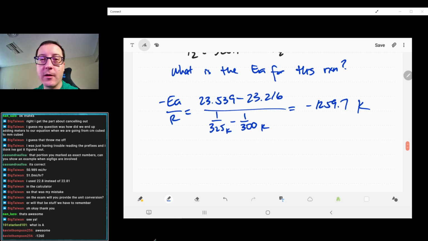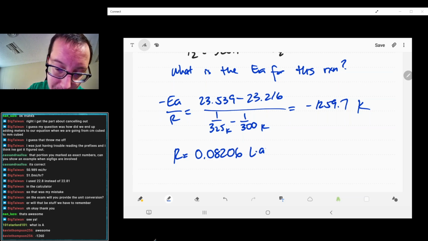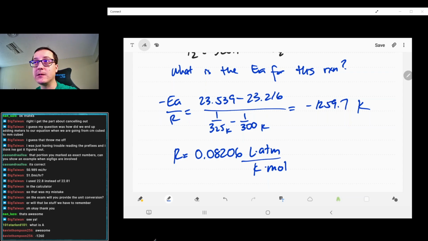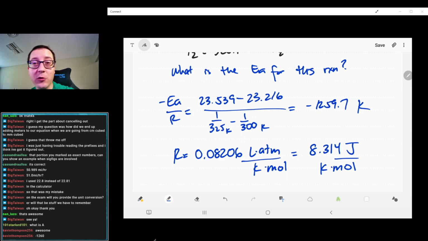If we look at R, we also have the corresponding value in joules. Typically with activation energy, we're going to want to deal with joules rather than liters times atmospheres. We don't really need to worry about pressure and volume units here.